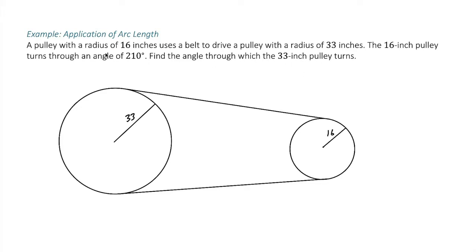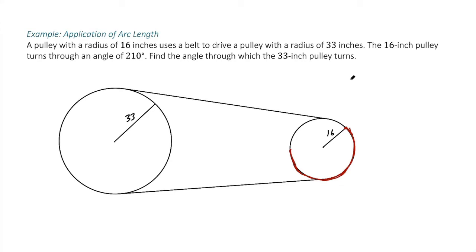We know that the 16-inch pulley turns through an angle of 210 degrees. So if I draw that 210 degrees, we could say it turns like this, and 180 is a full half circle, so it actually goes to maybe somewhere around here. So it turns this much, meaning that this much of the belt, what I've highlighted here in red, is the amount that moves. So the question is, what's that distance in the belt?